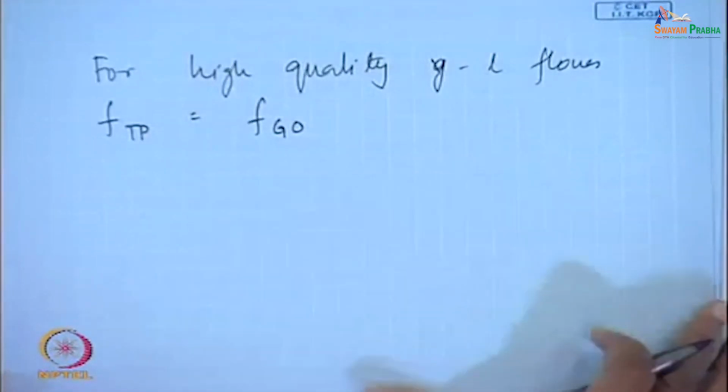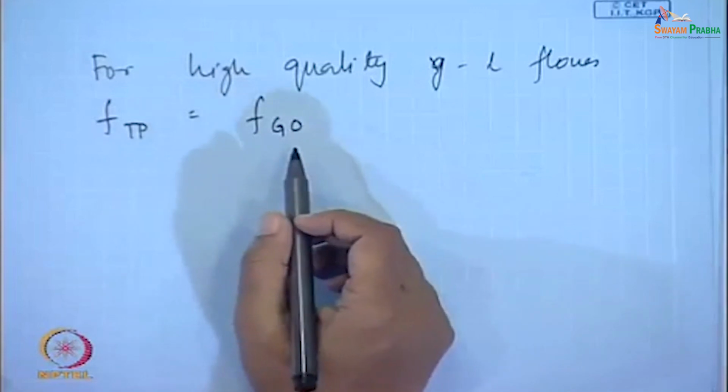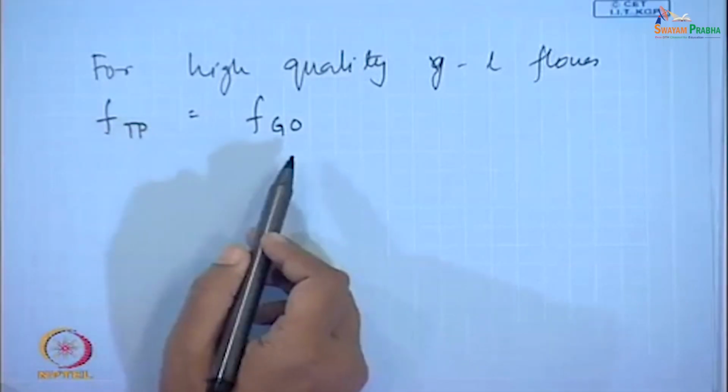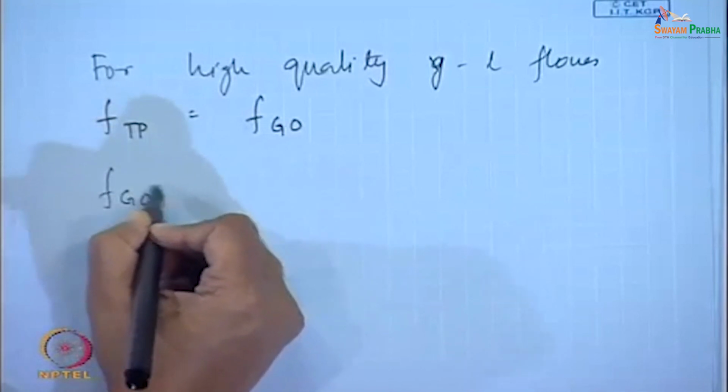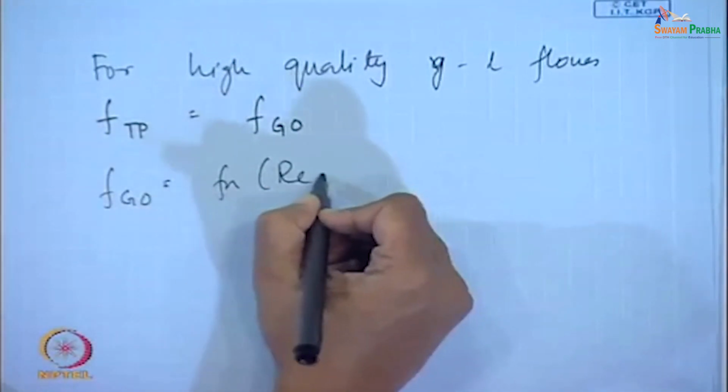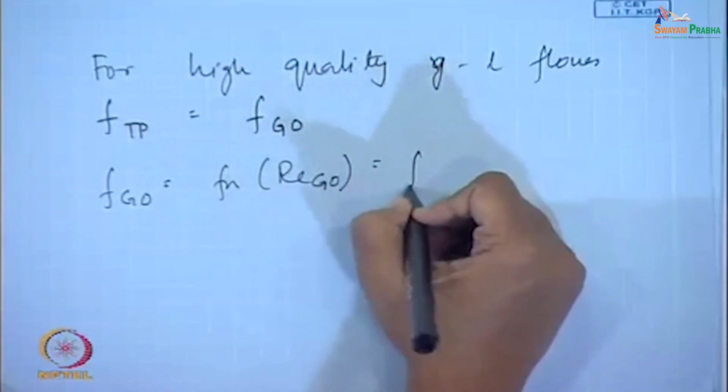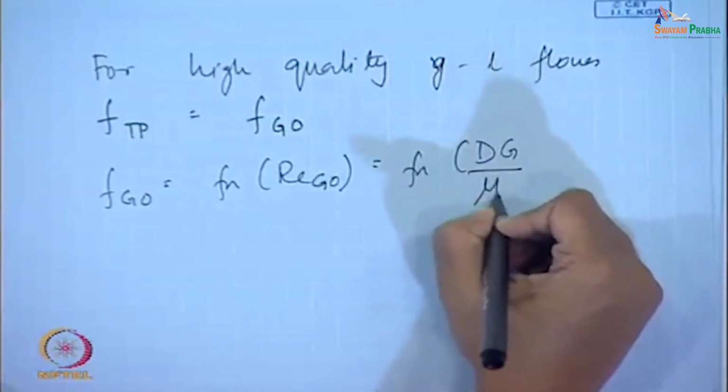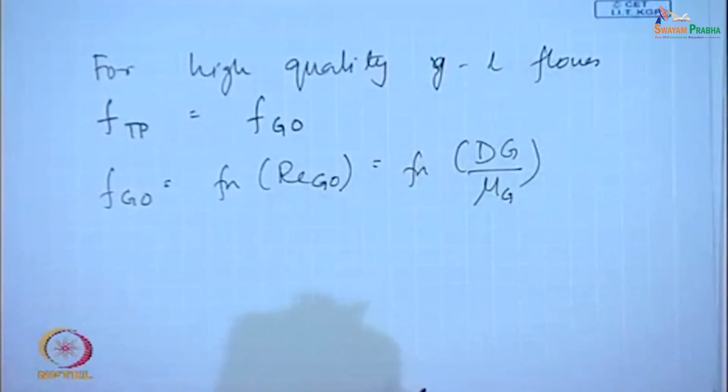That is true. Okay. So, for high quality vapor liquid or gas liquid flows, in a similar situation, we can express the two phase friction factor as the friction factor which would occur if the entire mixture flows as gas only, or vapor only, through the pipe. So, in this particular case again we can write FTP equals FGO, where FGO is a function of Reynolds number, a function of dG by mu g, where mu g is more or less negligible in this particular case.